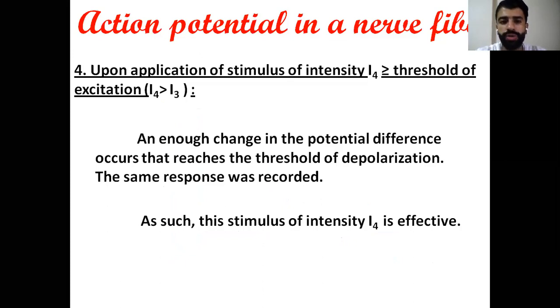So as a conclusion, the stimulus that doesn't cause the appearance of the action potential, we call it ineffective. The first one to cause the appearance of an action potential, we call it the threshold of excitation, and the one that causes the appearance above the threshold of excitation, we call it effective stimulation.